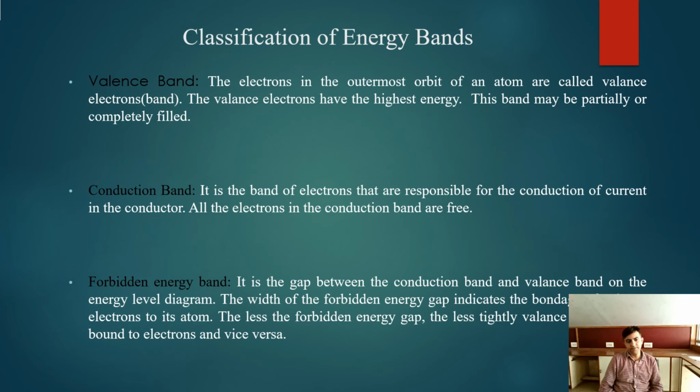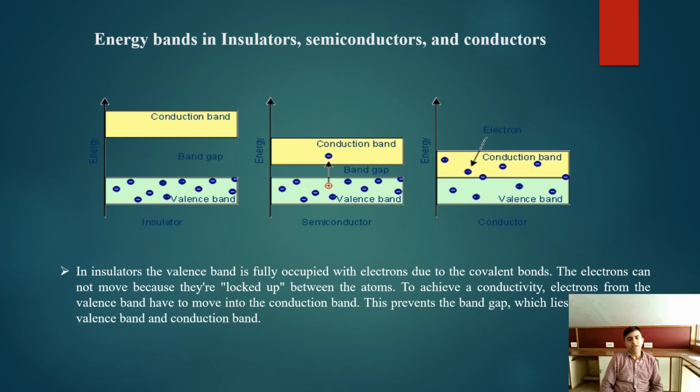Forbidden energy gap is the gap between the conduction band and valence band on the energy level diagram. The width of the forbidden energy gap indicates how tightly the valence band electrons are bound to their atom. The smaller the forbidden energy gap, the less tightly the valence electrons are bound, and vice versa. So what happens here?